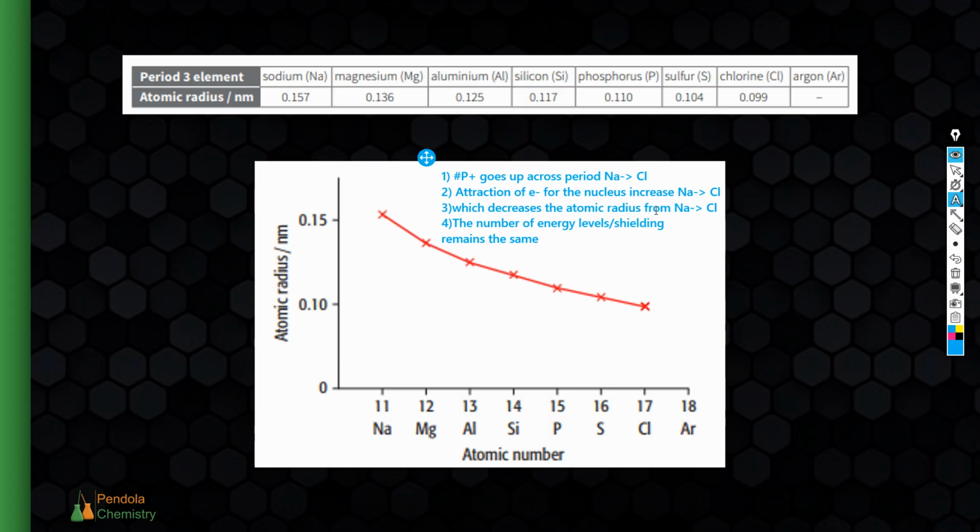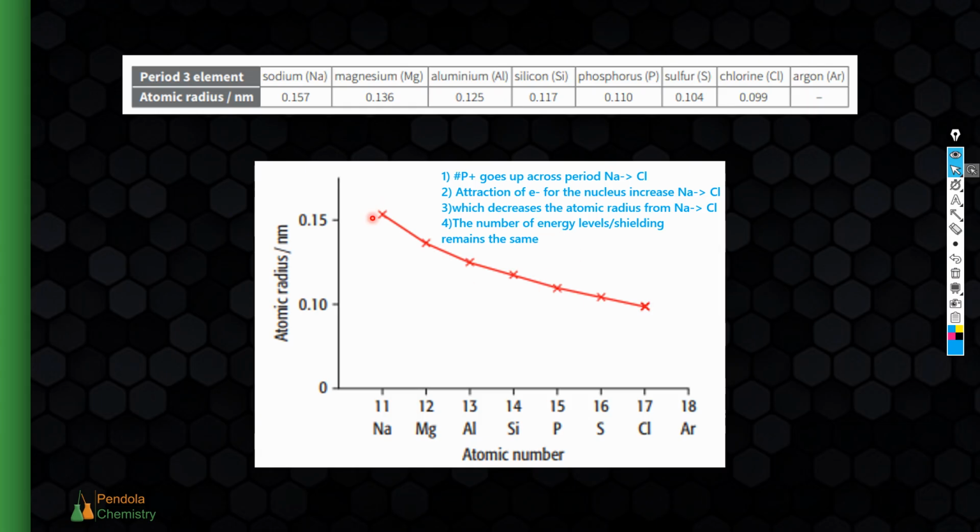Finalizing it with just mentioning the fact that the number of energy levels, or the shielding, is going to remain the same as this happens. And so that doesn't affect our atomic radius. But be ready to look at data like this, because they will give you a lot of visual data such as this in the AICE exam, where you have to look at it and talk about the theory that you learned based on that graph.